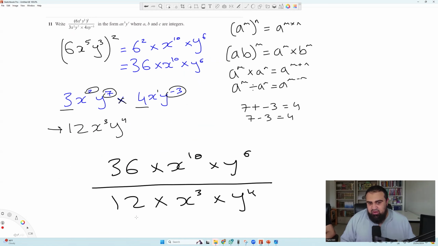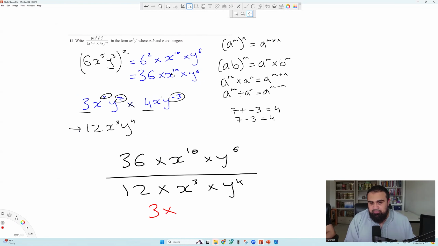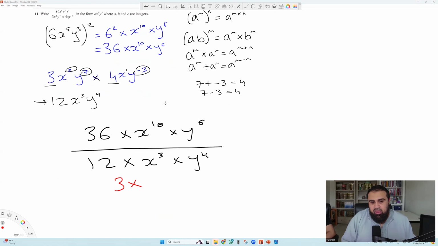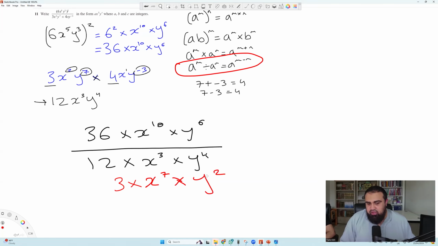So 36 divided by 12 is 3, and this is going to be the final question, everybody. X to the power of 10 divided by x to the power of 3. Remember, we're using this rule here. You take away the powers. So you get x to the power of 7. And then you take away 6, take away 4 is y to the power of 2.